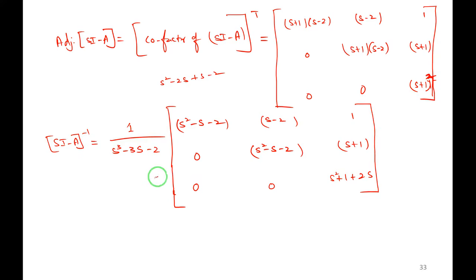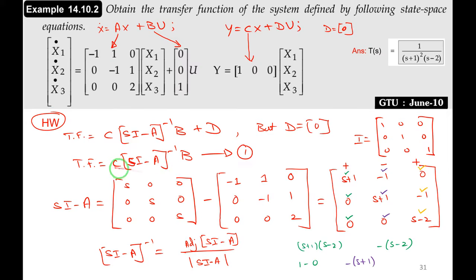Okay, this is (sI minus A) whole inverse. But what is the transfer function? The transfer function is C into (sI minus A) whole inverse into B. First we will multiply; let me take C or B. I can multiply C into this, or (sI minus A) inverse into B, whichever is possible, right? So this is matrix B.